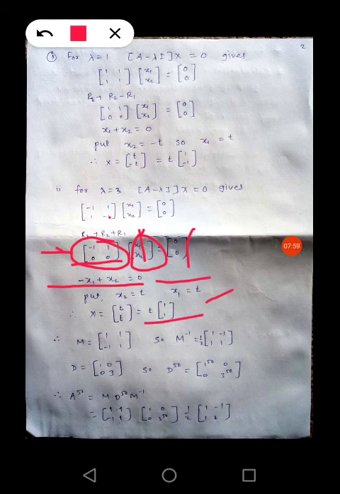So the model matrix is obtained from the characteristic vectors as M equal to the first eigenvector, that is written here, first eigenvector 1 minus 1. So in the first row we will have the first eigenvector 1 minus 1. In the second row, the second eigenvector that we have seen here.